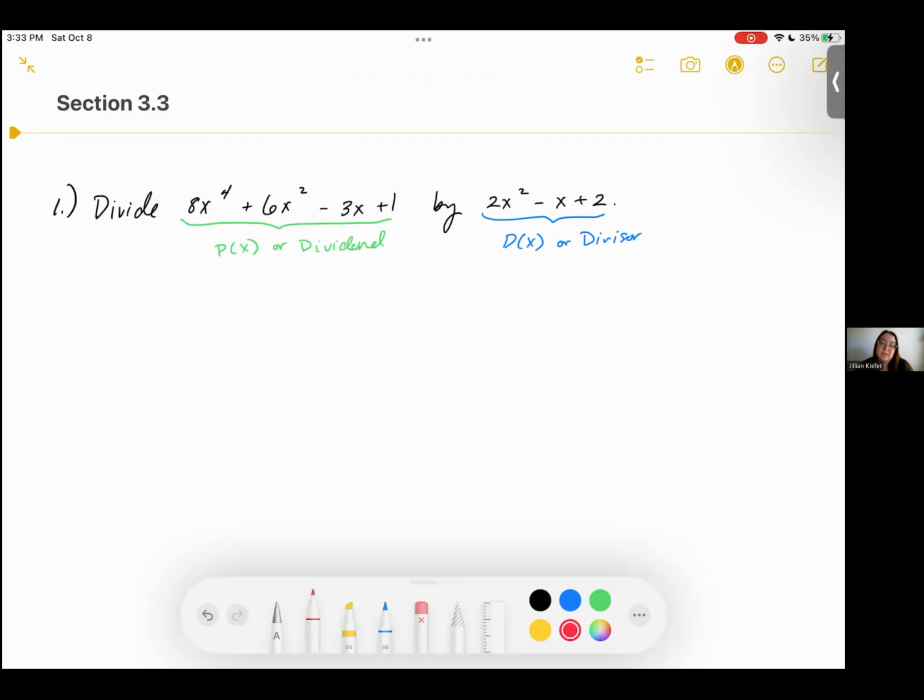If we look at the divisor, we don't have any. We have 2x squared minus x plus 2. We start off with x squared, the next term is an x to the power of 1, and then we end with a constant, or x to the power of 0. So the divisor is good. But if we look at the dividend, we have 8x to the power of 4 plus 6x squared minus 3x plus 1, and we skipped over x to the power of 3.